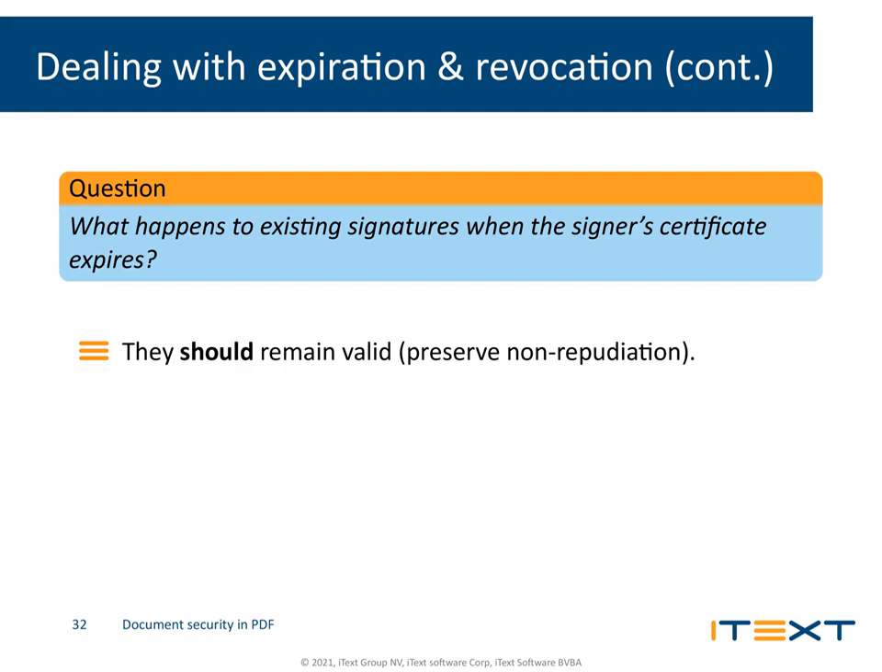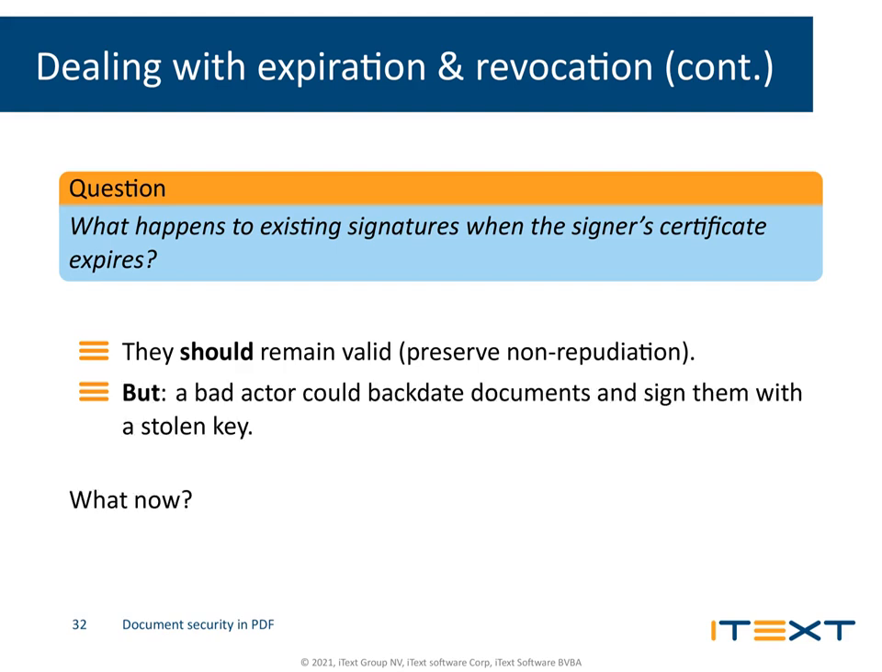And of course, in a perhaps more mundane scenario, we just don't want signatures to become invalid after some period of time. That's also not a desirable property. Now, at the same time, if Alice's key would actually get stolen, then the thief could backdate documents and pretend they were signed before the certificate was revoked. And of course, that's also a situation that we want to avoid. So, how do we resolve this apparent contradiction?